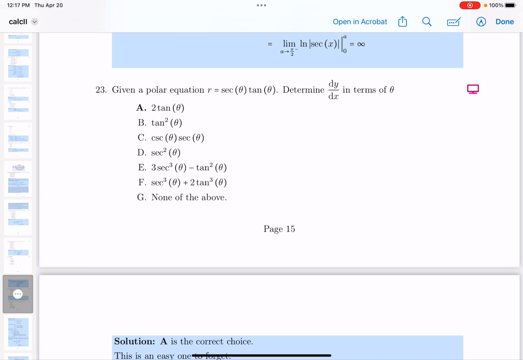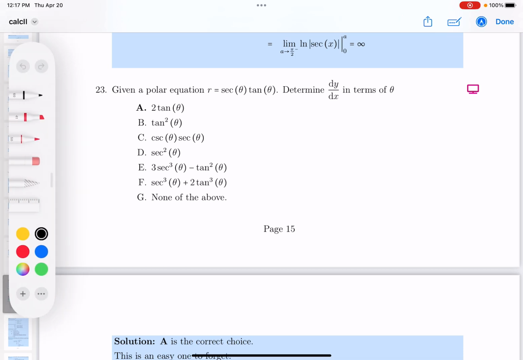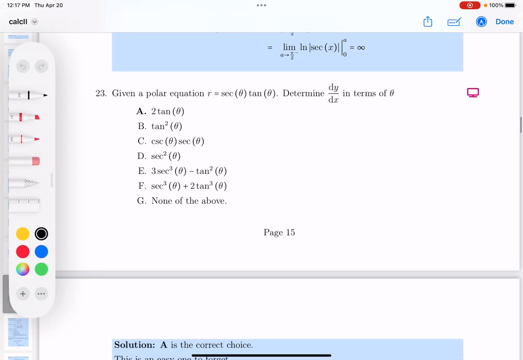So this one over here, again, r is equal to secant theta tan theta. One thing you could think about is just, how are these things related to the Cartesian system? So let me go through that with you. The relation to the Cartesian system is x being equal to r times the cosine of theta.